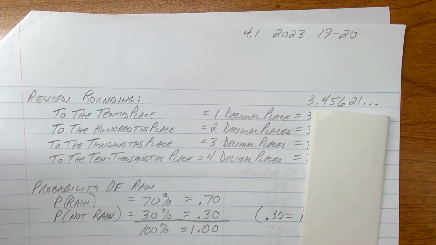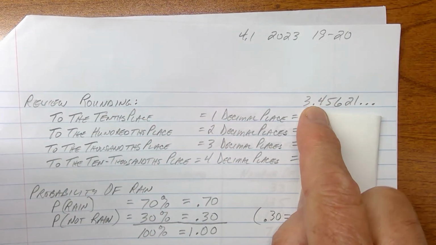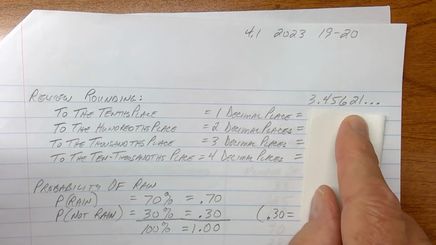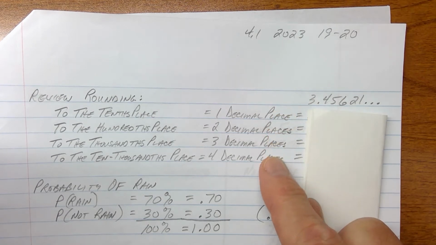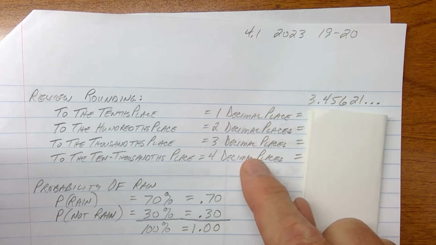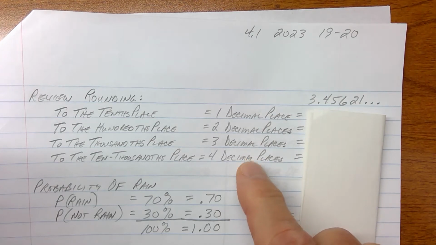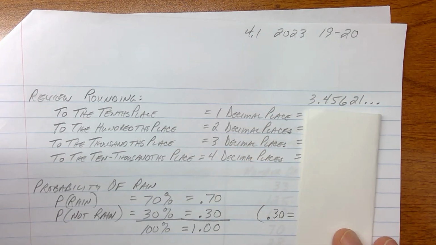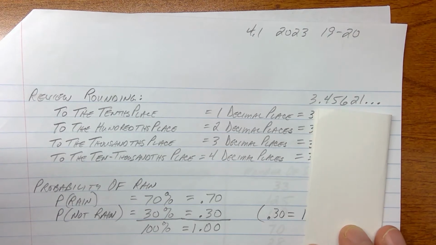All right, first thing I want to do is just a quick review of rounding. So I just made up this number, 3.45621, and I just want to review rounding to 1, 2, 3, or 4 decimal places because in statistics, we're going to round to 4 decimal places a lot. So let's just review that real quick.